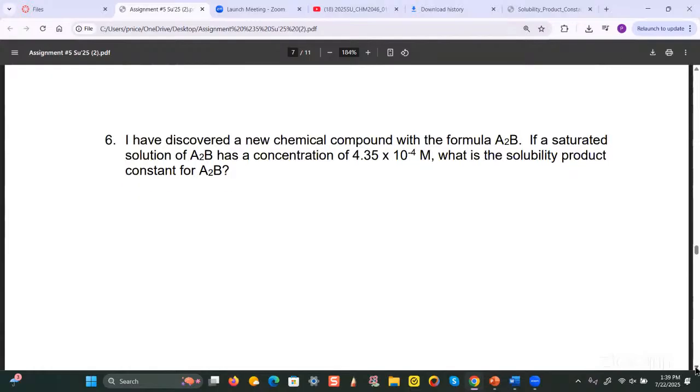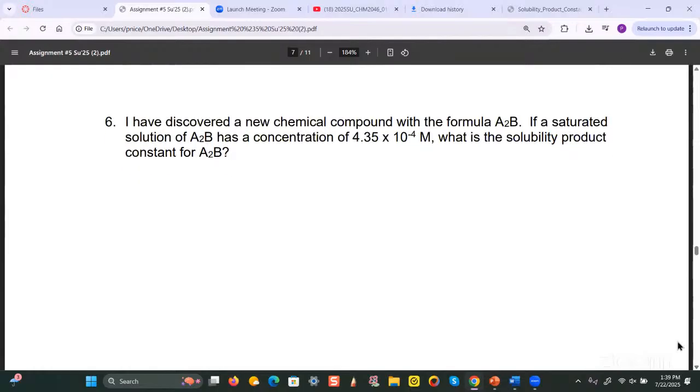Okay, now this one is a hypothetical situation. I've discovered a new chemical compound with the formula A2B. If a saturated solution has a concentration of 4.35 times 10 to the minus 5, what is the molar solubility constant for A2B? So I'm assuming that A is the cation and B is the anion. If that's the case, then A2B will dissociate to form 2A plus and B2 minus.